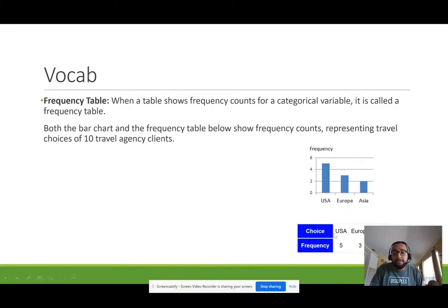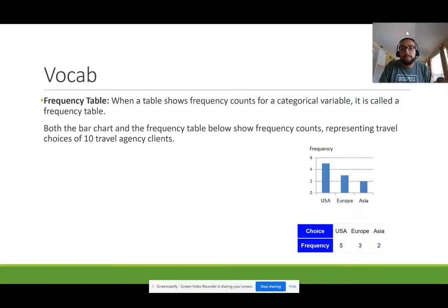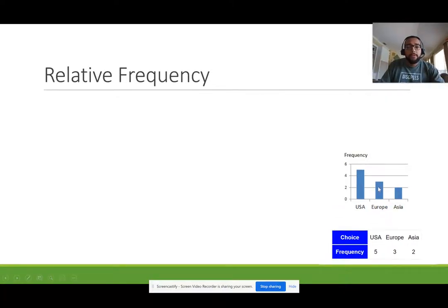So in this case, let me remove my little person out of the way. We have just some people representing travel choices of 10 travel agency clients. So, of these 10 people, five of them chose to go to USA for vacation, three chose to go to Europe, and two chose to go to Asia. Because why not? Perfect. So, that is a frequency table.